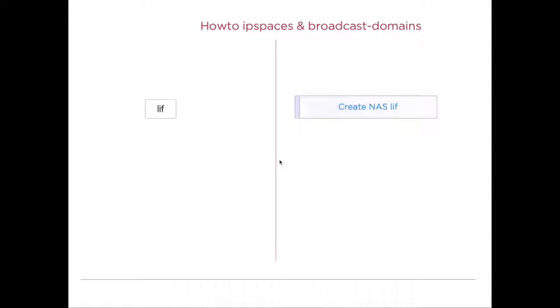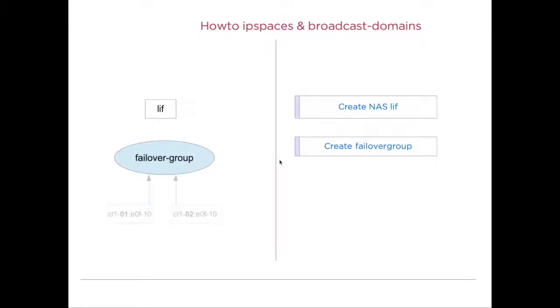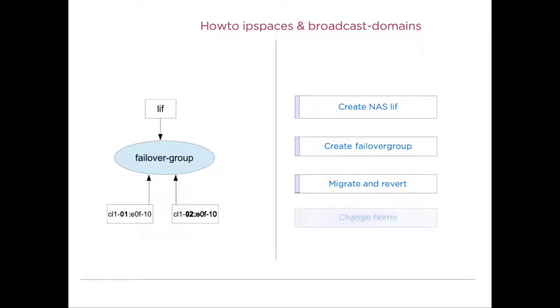We create a LIF that supports a NAS protocol and give it an IP address. We'll create a failover group and connect the LIF to that failover group. Then we migrate and we revert. We change the home port and home node and see what happens when we do that. So let's have a look at it.